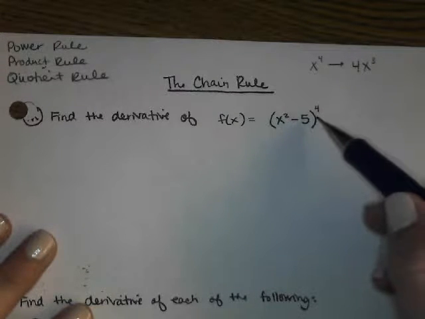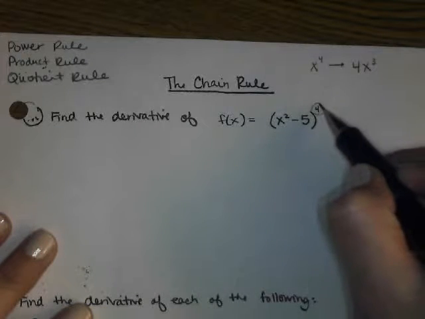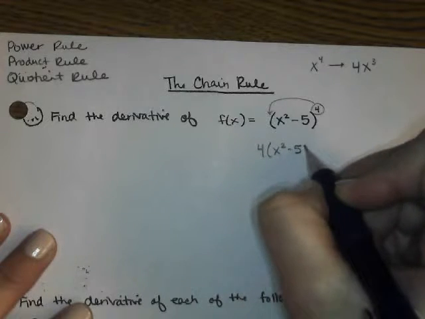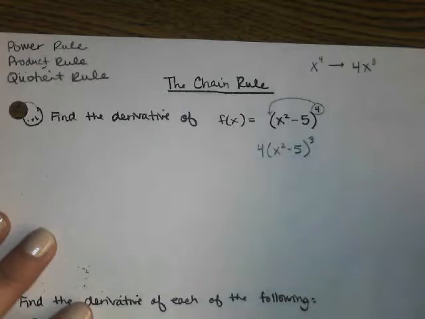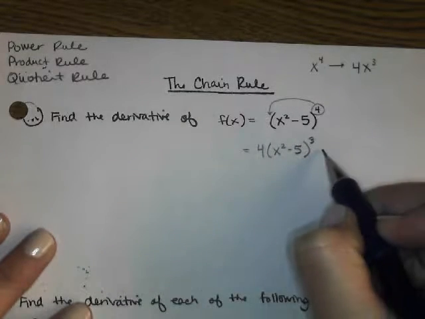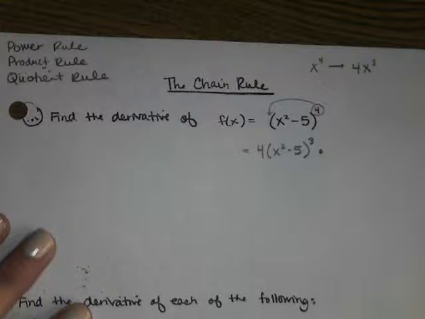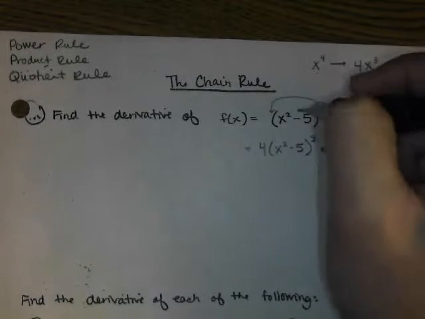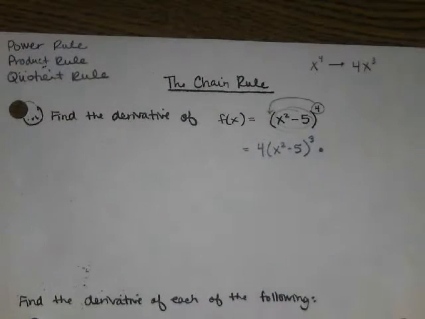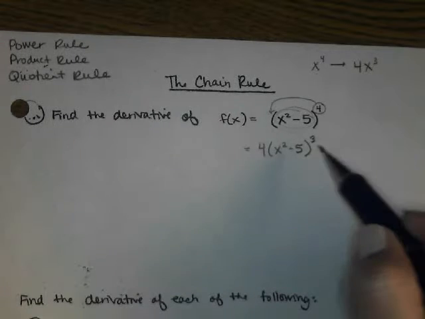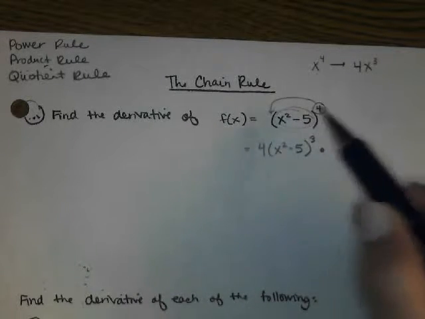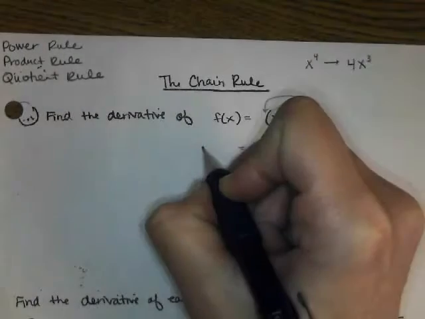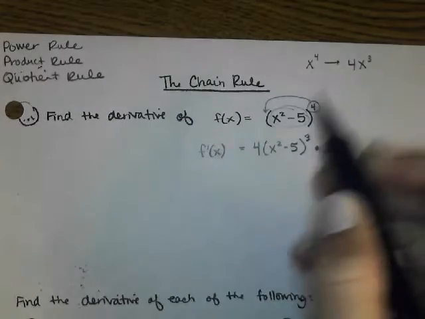So we're still going to start with the power rule, meaning we're going to take our 4, put it out in front, keep our base the same, and drop the 4 down to a 3. But then we're going to multiply that by the derivative of what's inside. And what I mean by that is the derivative of the base. Okay? So the base here being x squared minus 5, what is the derivative of that? Just 2x. Good.